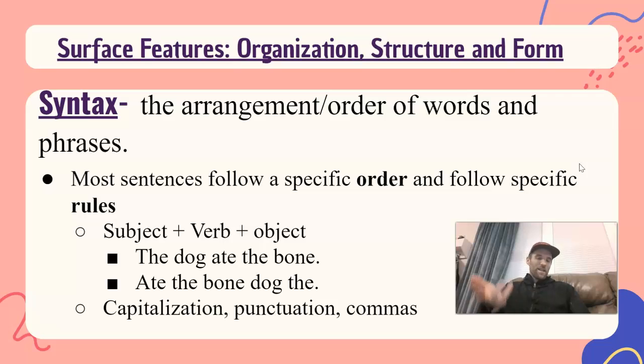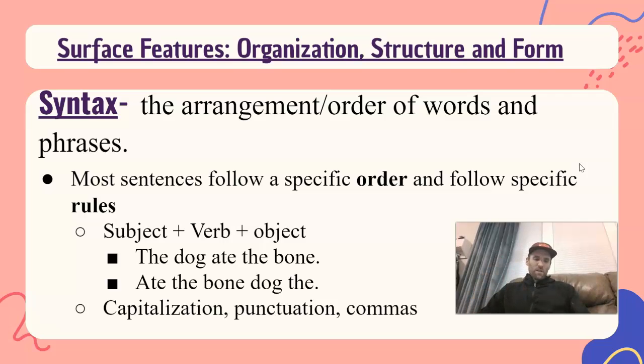So typically in a sentence you have subject, verb, object as the order. The dog ate the bone. The dog's the subject, ate is the verb, the bone is the object. If we said "ate the bone, dog the," we've mixed up all these words, we've changed the syntax.